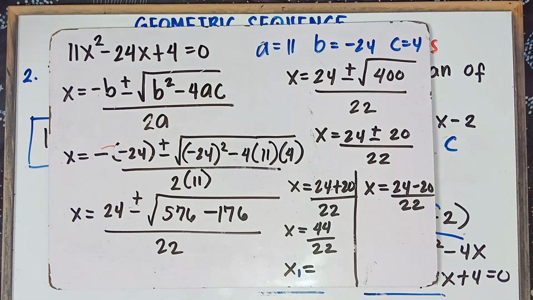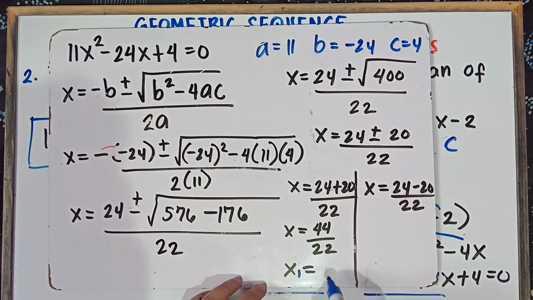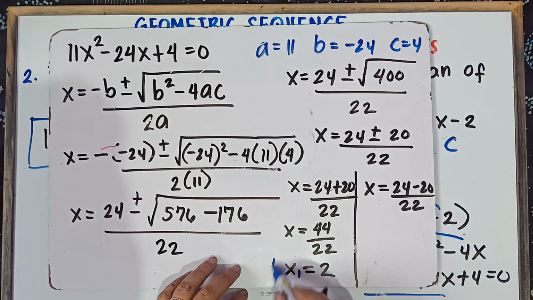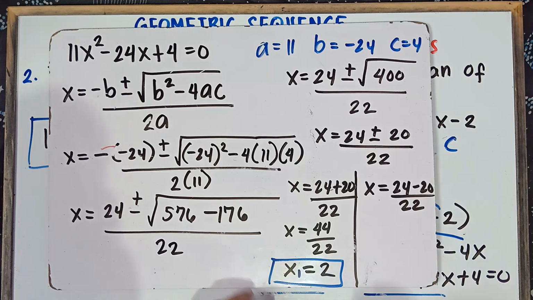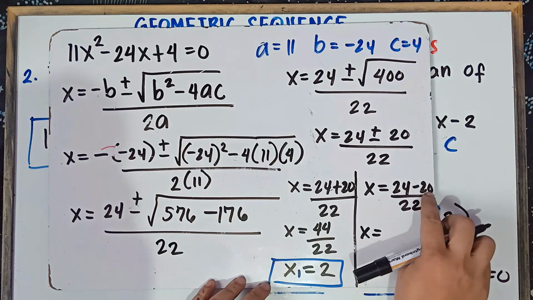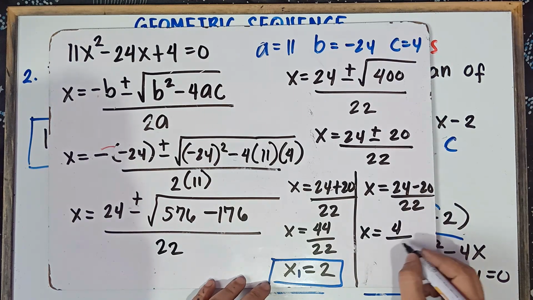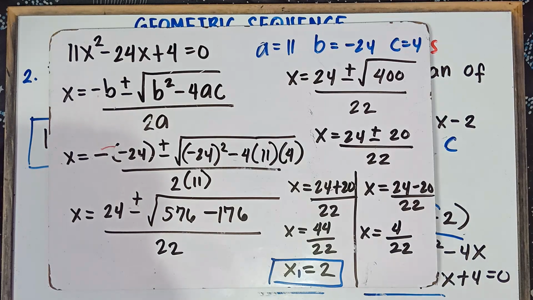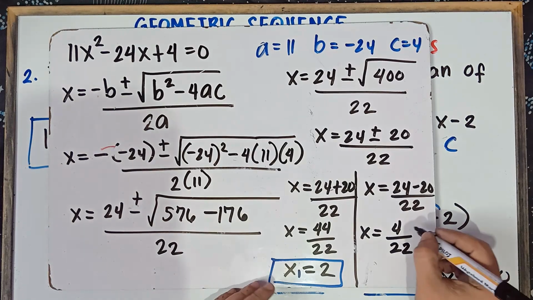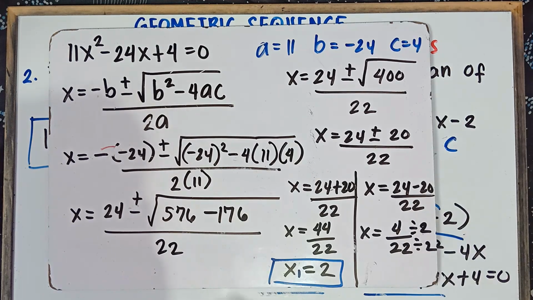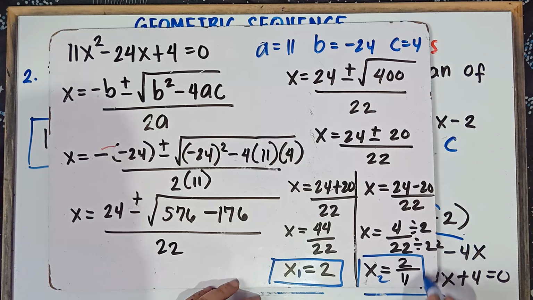What's the answer, class? That's correct. That would be 2. So x sub 1 is equal to 2. So this will be our first root, our first answer. And the other one, 24 minus 20, that would be 4. Divide by 22. So 4 divided by 22, we can reduce this, right? We can divide this by 2. Once again, because you cannot divide 4 by 22, simply reduce, class. So x equals 4 divided by 2 is 2. 22 divided by 2, that would be 11. So that would be x sub 2, that would be 2 over 11.